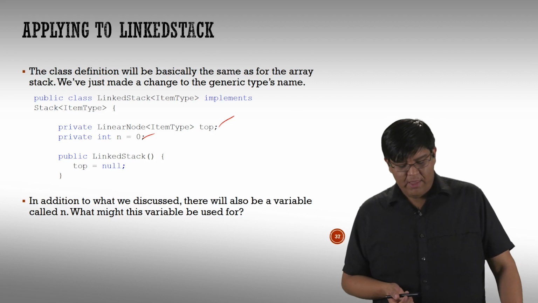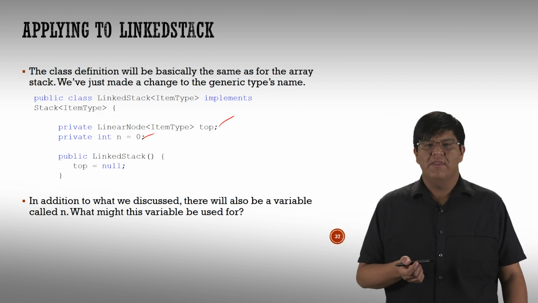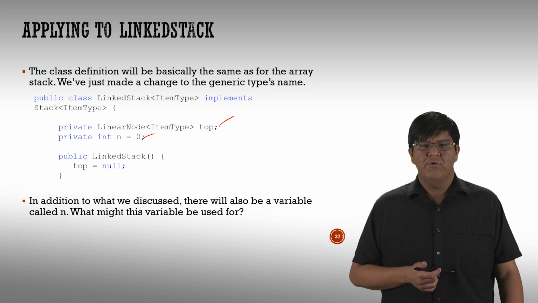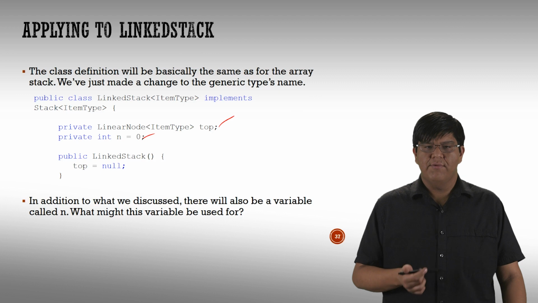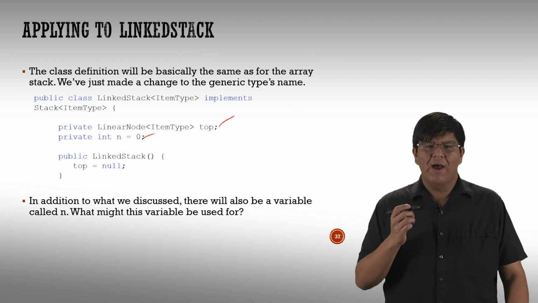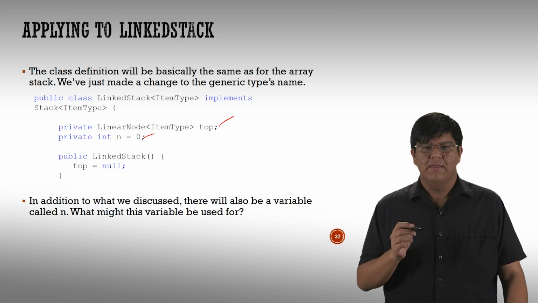Now we also have this variable called n, which is maybe also familiar. There was another variable called n in a previous implementation, our array implementation. Although obviously, we used n as an index into the array, which we don't really need here because I don't have an array anymore. So what might I use this particular n variable for? Take one second and think.